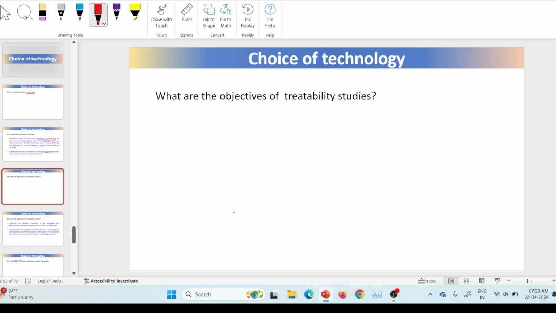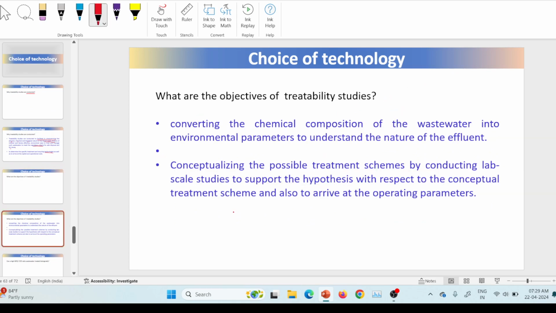What are the objectives of treatability studies? The objectives of treatability studies are converting the chemical composition of wastewater into environmental parameters to understand the nature of the effluent, and conceptualizing the possible treatment schemes by conducting lab scale studies to support the hypothesis with respect to the conceptual treatment scheme, and also to arrive at operational parameters.